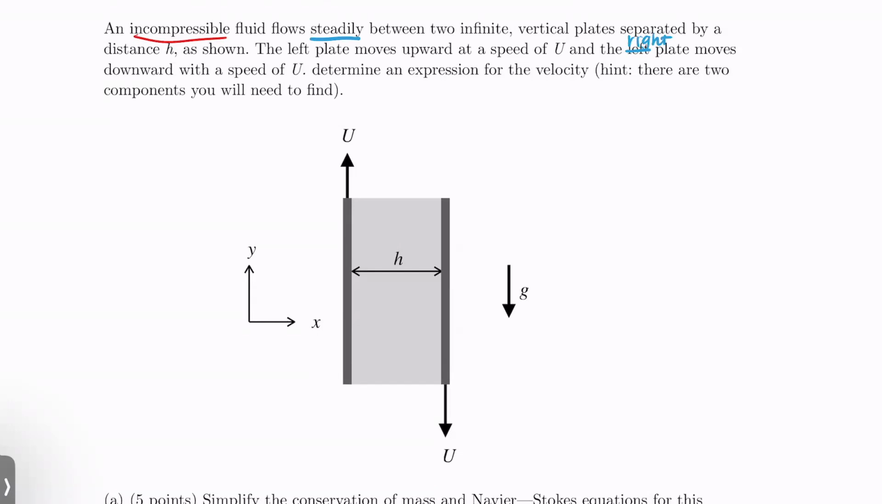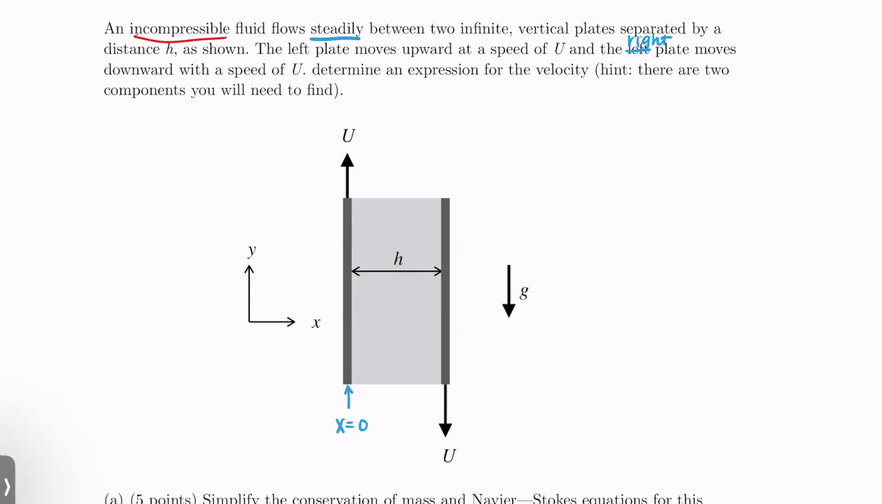So the hint is that there are two components that we need to find. And I forgot to include this. We're going to let x equals 0 be at the left plate.